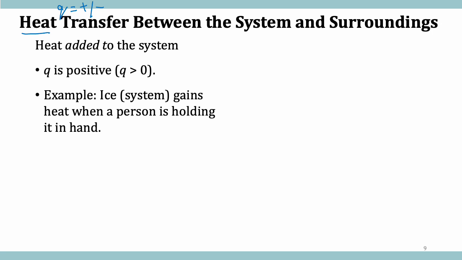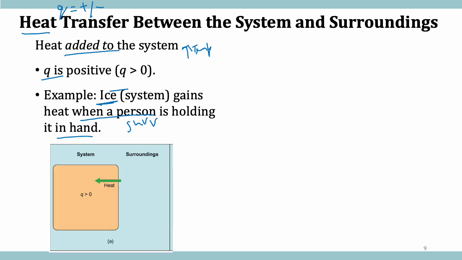The first scenario is heat is added to the system, which means I'm adding more heat to the system. The temperature of the system will go up. Okay, in that case, Q is positive. Example, if we assume ice is our system, ice gains heat when a person is holding it in his hand. So ice is the system and person is the surrounding, right? So the person is losing the heat and ice is gaining the heat. So in that case, system is gaining energy, which means it is going to be positive.